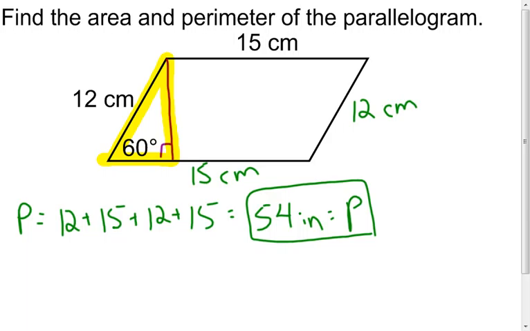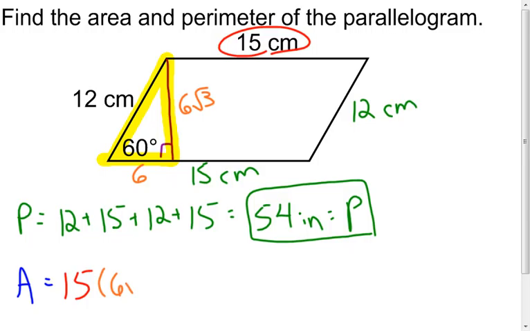Well, if I know the hypotenuse, the short leg is half of it. So this part would just be 6. Remember, multiply your short leg by root 3 to get to the long leg. And the long leg is the same thing as the height in the parallelogram. Now I can come over here and calculate the area of my parallelogram. My base would be the 15 centimeters. Multiply that by the height of my parallelogram, which I found to be 6 root 3. Multiply those two things together, and I have my area of my parallelogram.